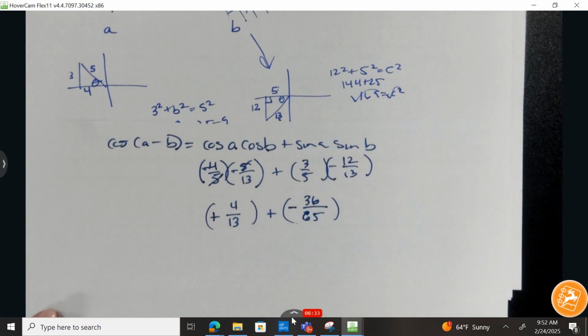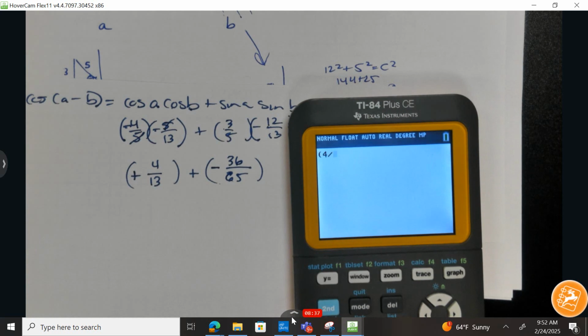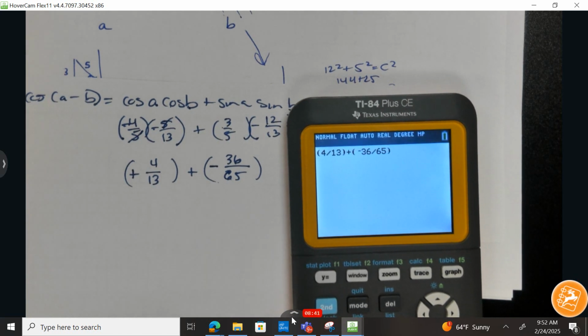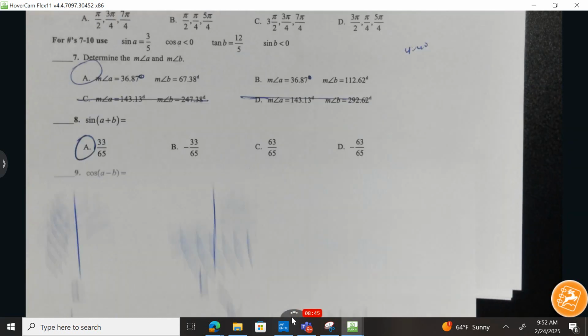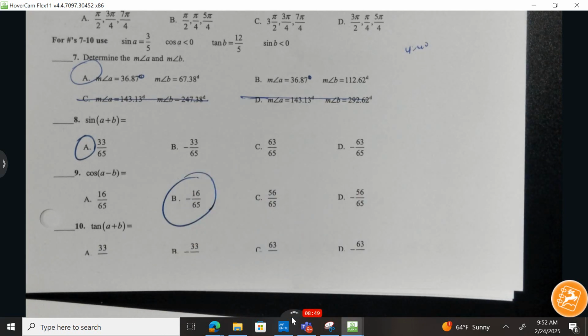I'm going to do the same thing. If you couldn't use a calculator, you'd do the butterfly method. So 4 over 13 plus negative 36 divided by 65. Turning it back into a fraction, we have negative 16 over 65. Let's find that. Negative 16 over 65 is option B.